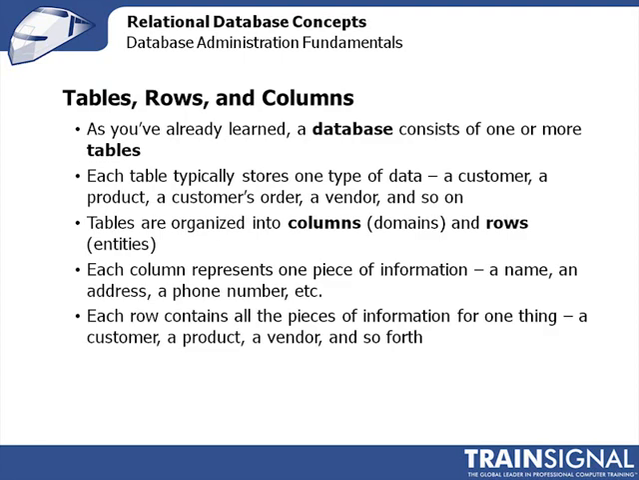As you've already learned, a relational database consists of one or more tables, and each table is essentially a flat file database in and of itself, much like an Excel spreadsheet or a CSV file. Each table typically stores one type of data, information about a customer, a product, a customer's order, a vendor, and so forth. Tables are organized into columns, which are also called domains, and rows, which represent entities. Each column represents one piece of information, a name, an address, a phone number, and so on, while each row contains all of the pieces of information for just one thing, a customer, a product, a vendor, and so forth.